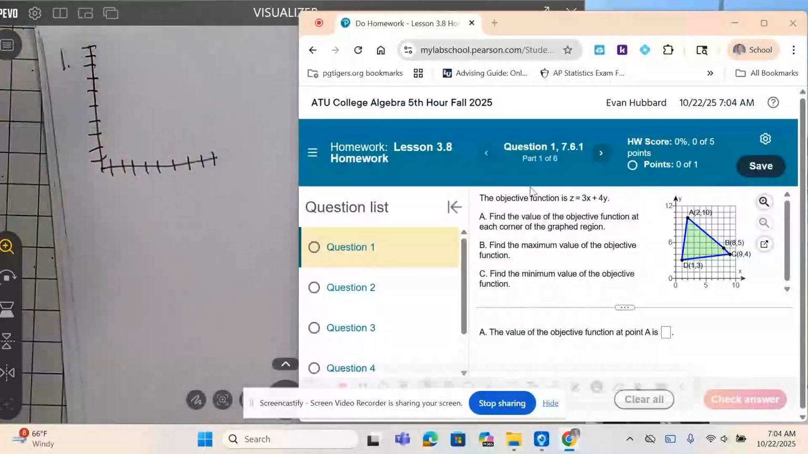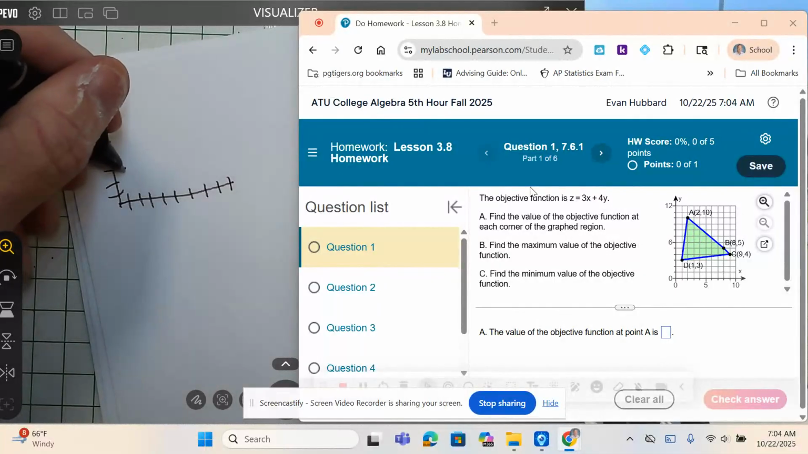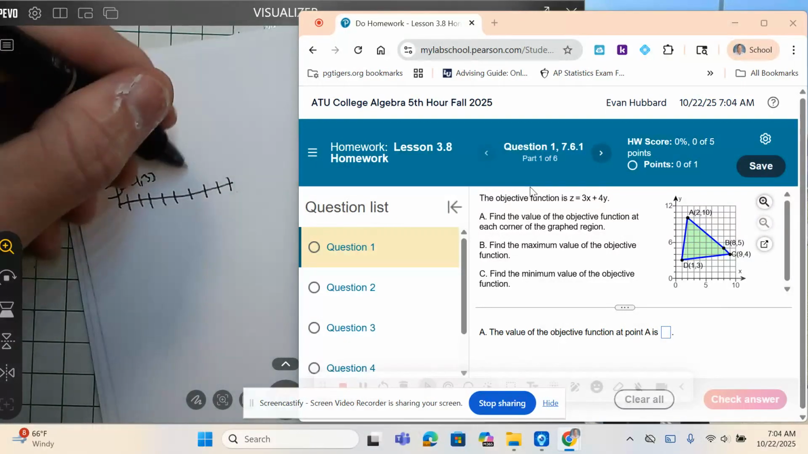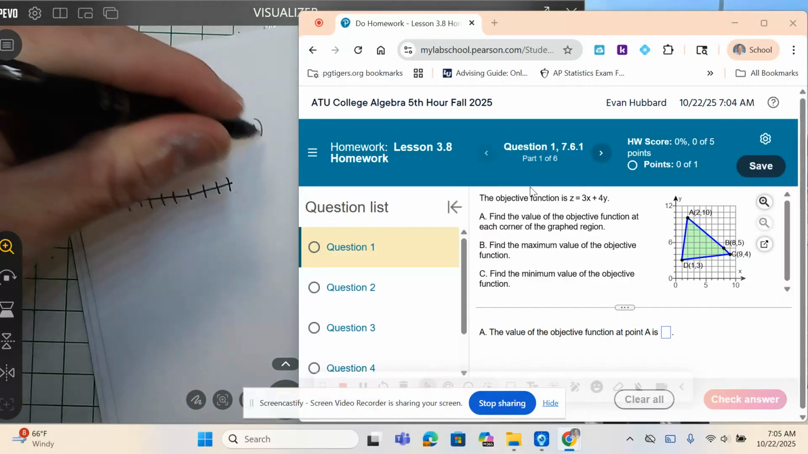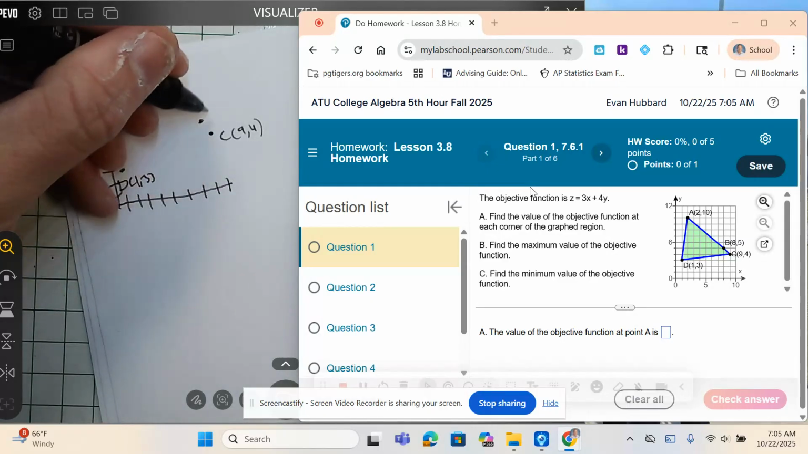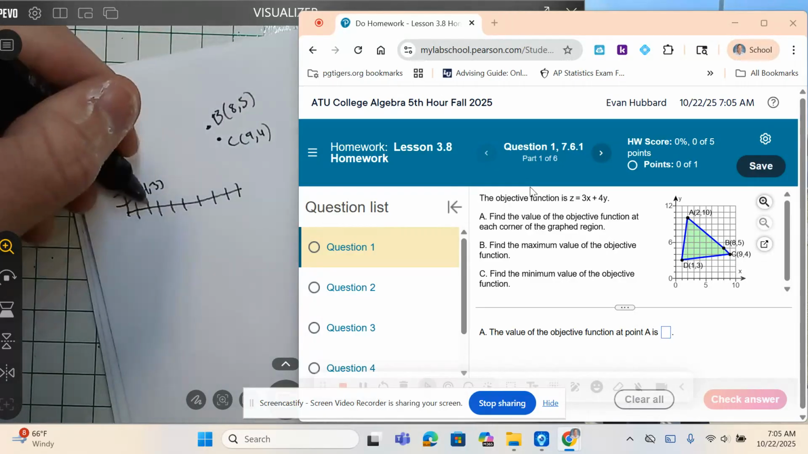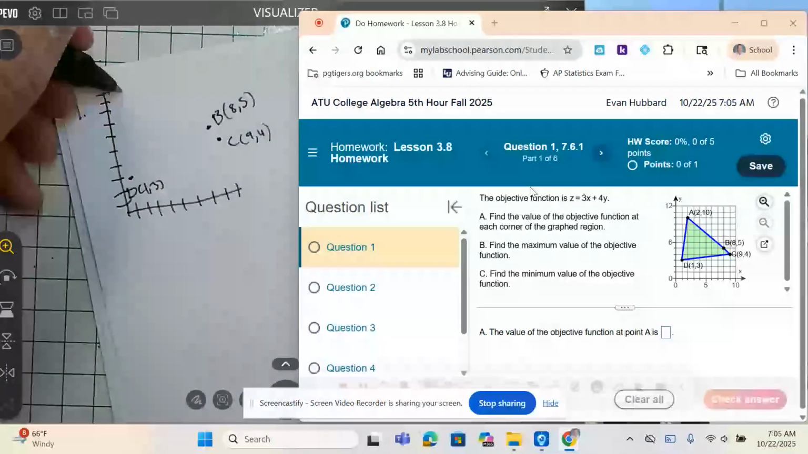All right, number one, let me go ahead and copy this graph down. We have a shaded region. We've got D, 1, 3. We've got C, which is 9, 4. We've got B, which is 8, 5. And we've got A, which is 2, 10. So 2, 10.